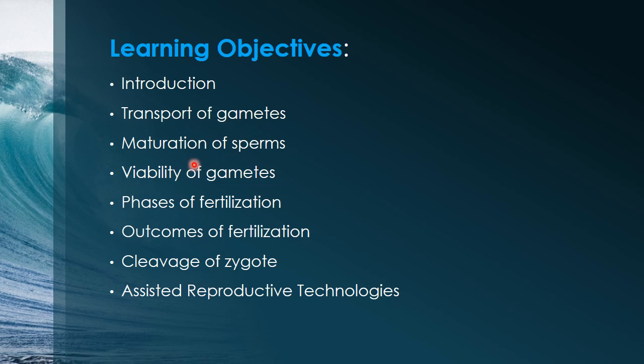In this lecture, we'll discuss the transport of the gametes, the maturation of the sperms, how the gametes are viable, the phases or the sequences of the events of fertilization, then the results or the outcomes of fertilization, the cleavage of the zygote, and a few of the assisted reproductive technologies.